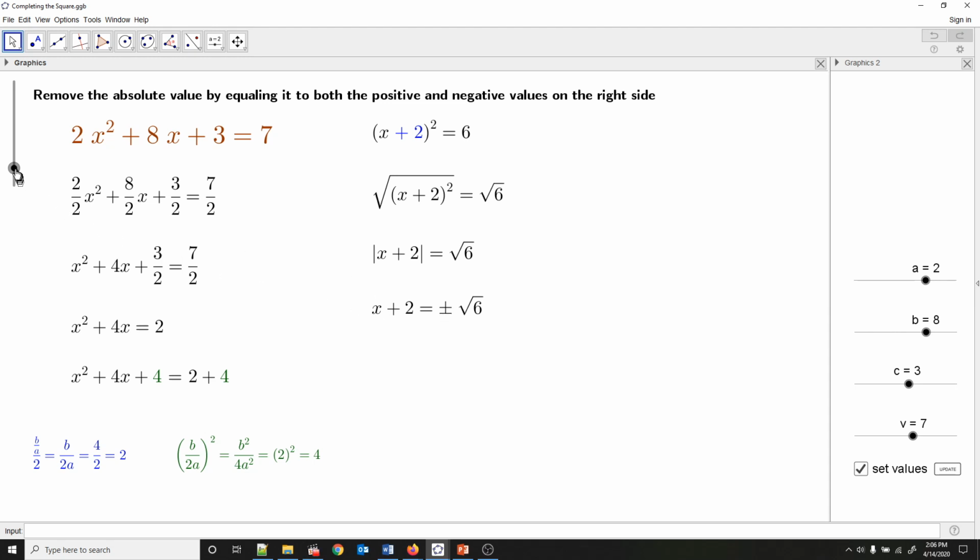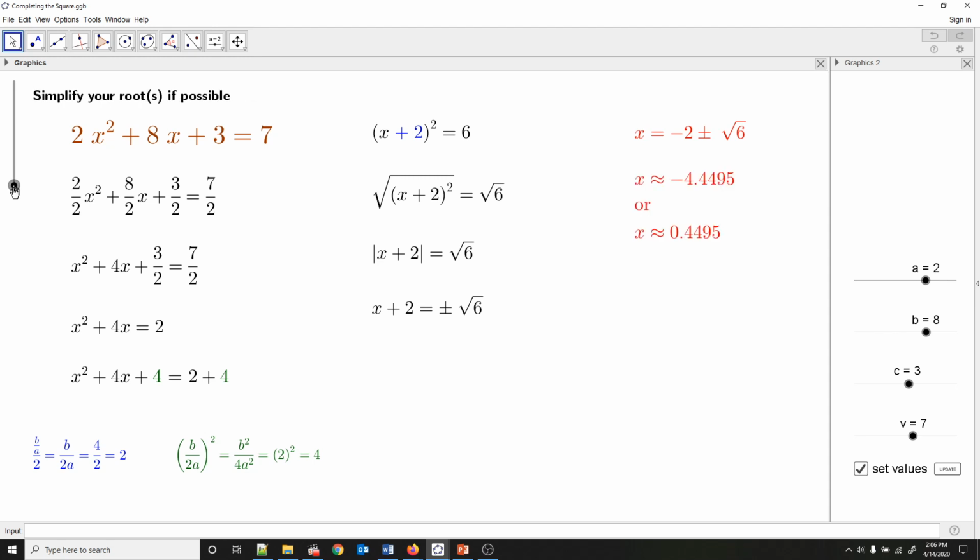And it's very simple. We will subtract 2 from both sides and come up with the equation x equals -2 plus or minus radical 6. If you want to get approximate values, that's fine. But remember, the top part is an exact answer. And it just tells us we have 2 irrational values.